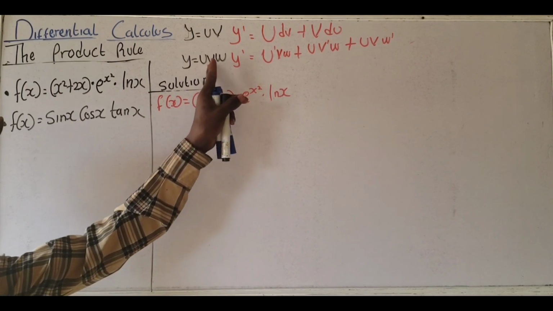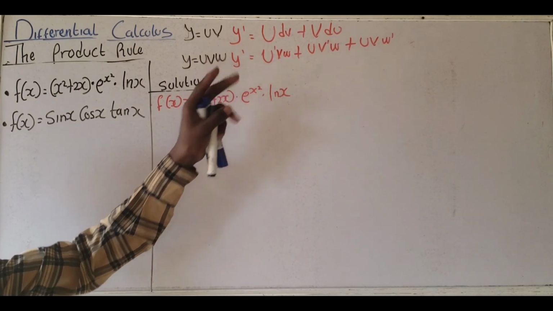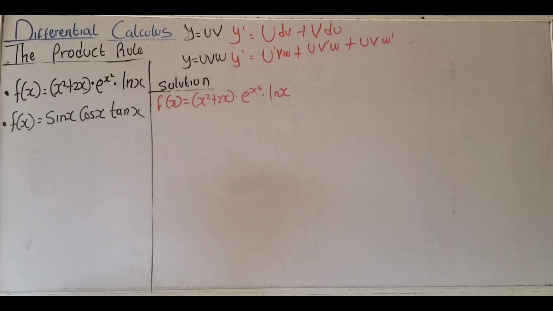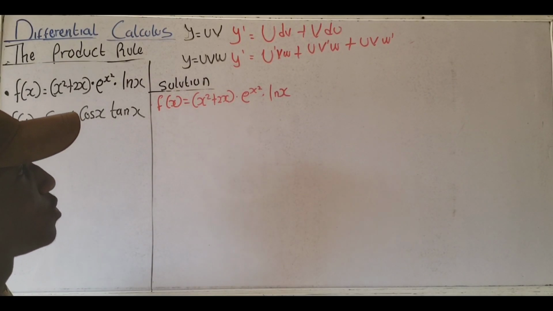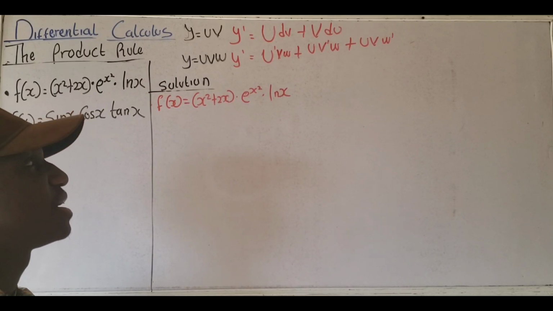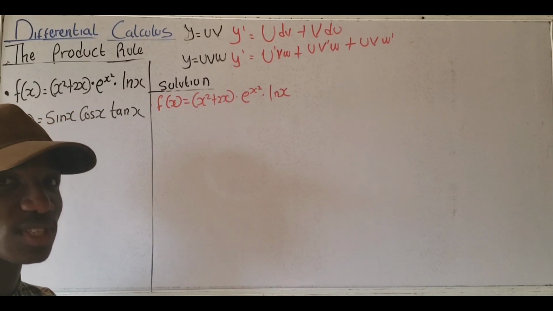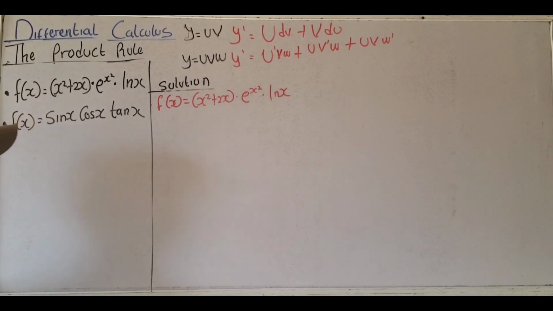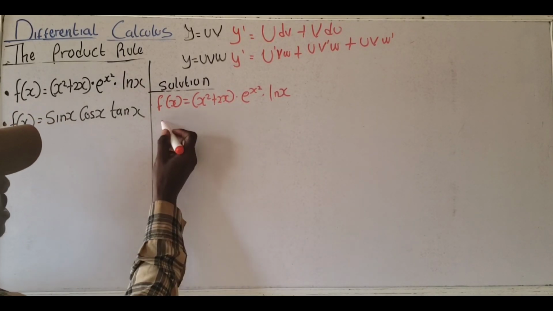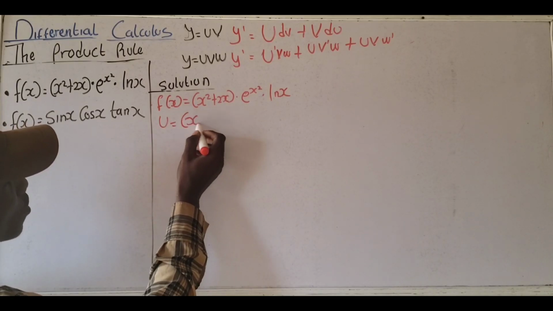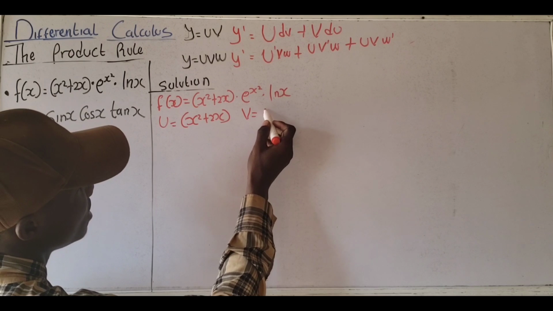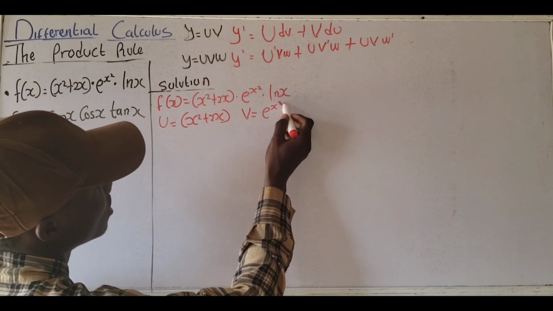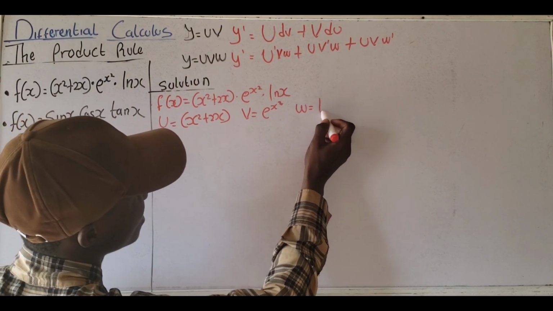Don't forget, I told you, if you are given a function that has three parts, and these three parts are multiplying each other, you can use the product rule to differentiate the function. All you have to do is differentiate the terms individually and keep the others constant. You understand? So in this case, let us identify our u, v, and w. u is the first part, x squared plus 2x. v is the second part, e raised to the power of x squared. w is the third part, which is ln x.